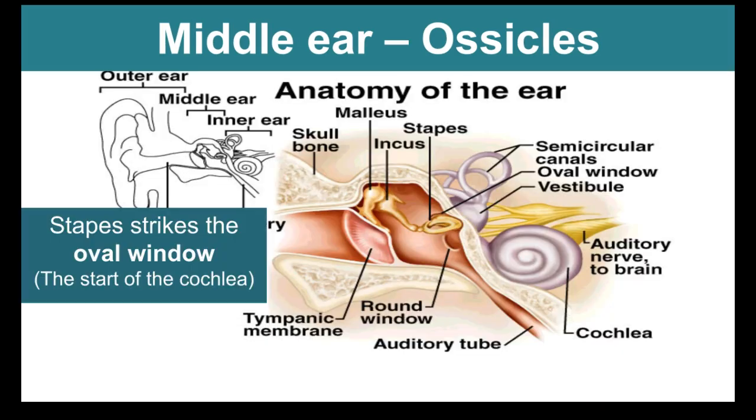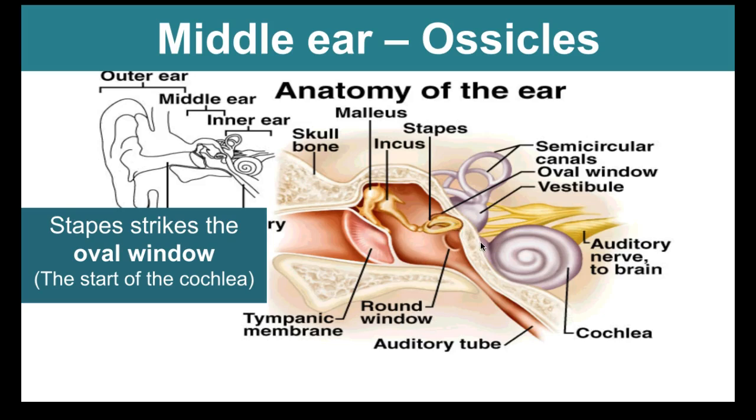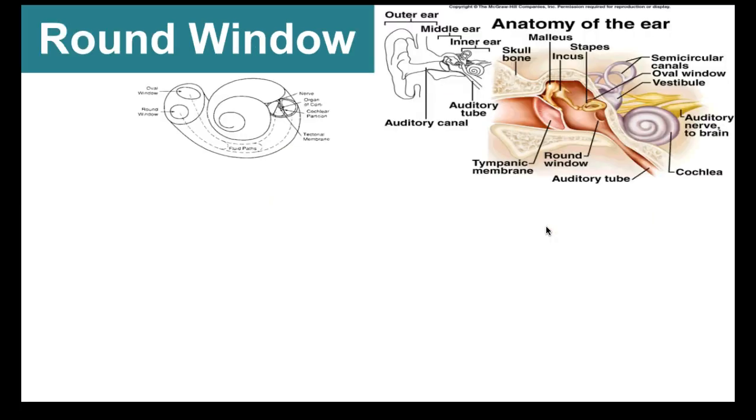So moving into the ossicles, at the very end, when we get to the stapes, it's going to strike the oval window, which is basically the very start of the cochlea. It's like a little miniature drum. So basically at the very end, the last ossicle is going to strike a little drum, which is going to cause our little vibrations to go into the cochlea, and we can start to interpret that as a sound.